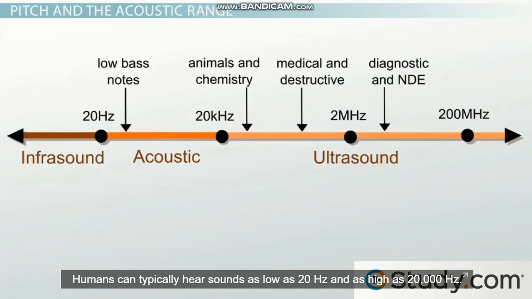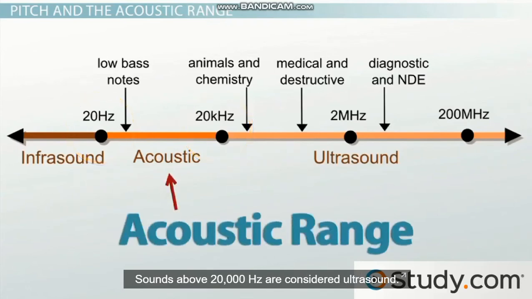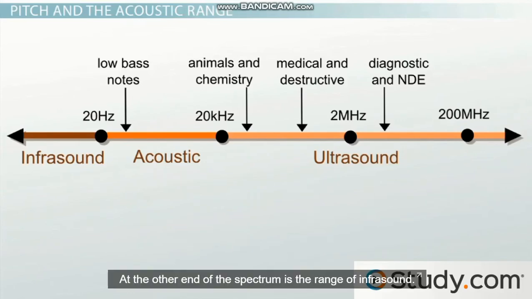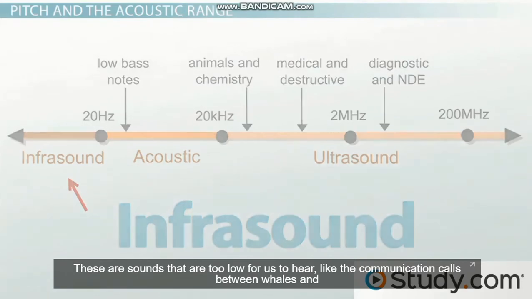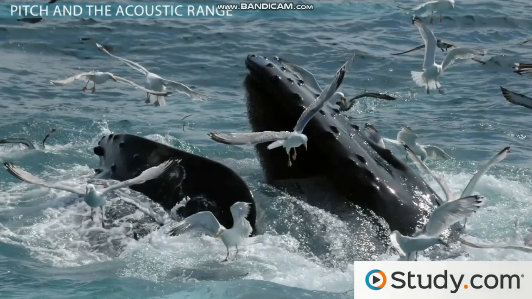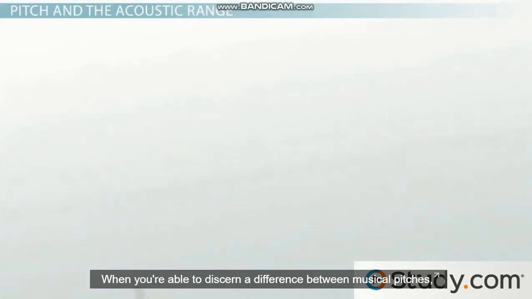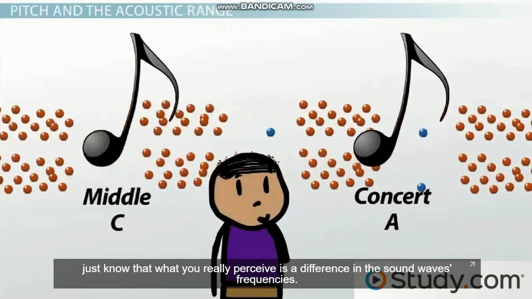Humans can typically hear sounds as low as 20 Hz and as high as 20,000 Hz. This range is known as the acoustic range of sound. Sounds above 20,000 Hz are considered ultrasound. Dogs, dolphins, and bats can hear sounds in the ultrasonic range. At the other end of the spectrum is the range of infrasound. These are sounds that are too low for us to hear, like the communication calls between whales and elephants. Obviously, we humans only play our music within the acoustic range of sound, between 20 and 20,000 Hz. When you're able to discern a difference between musical pitches, just know that what you really perceive is a difference in the sound wave's frequencies.